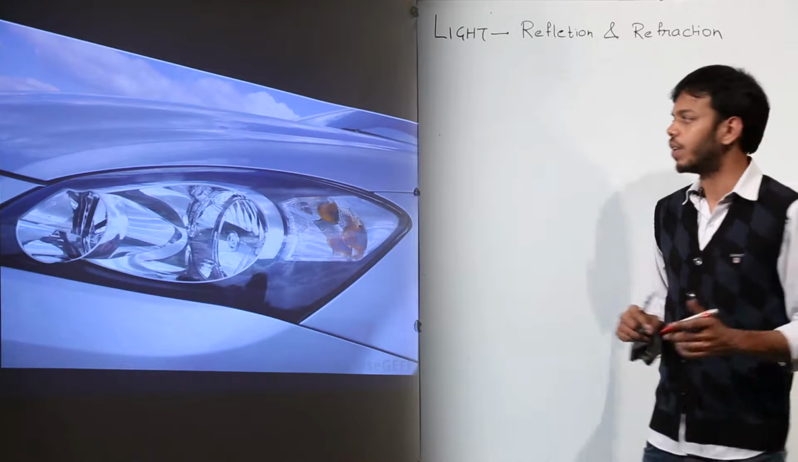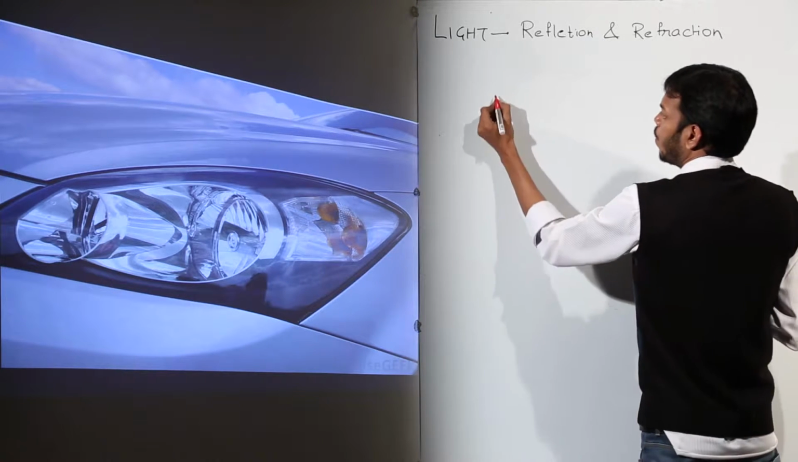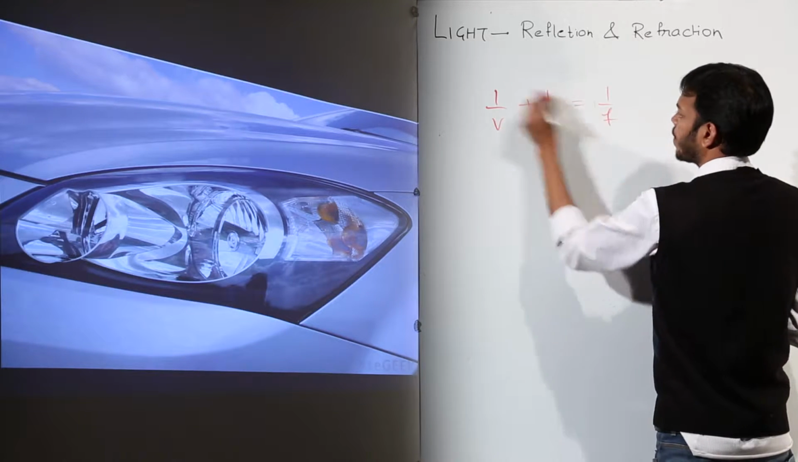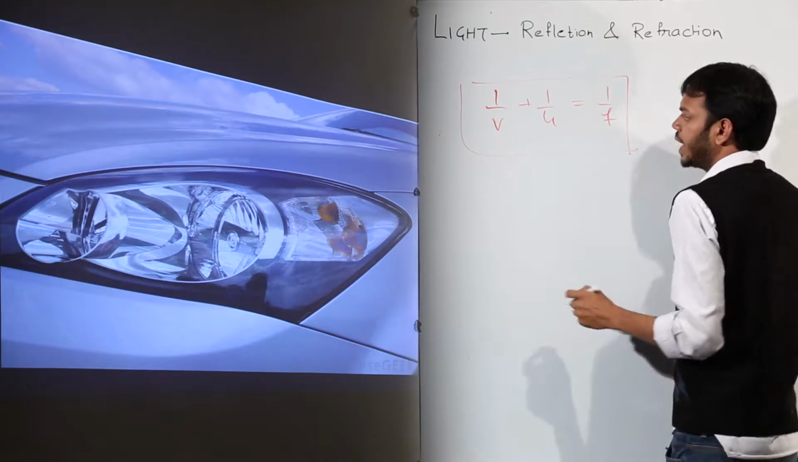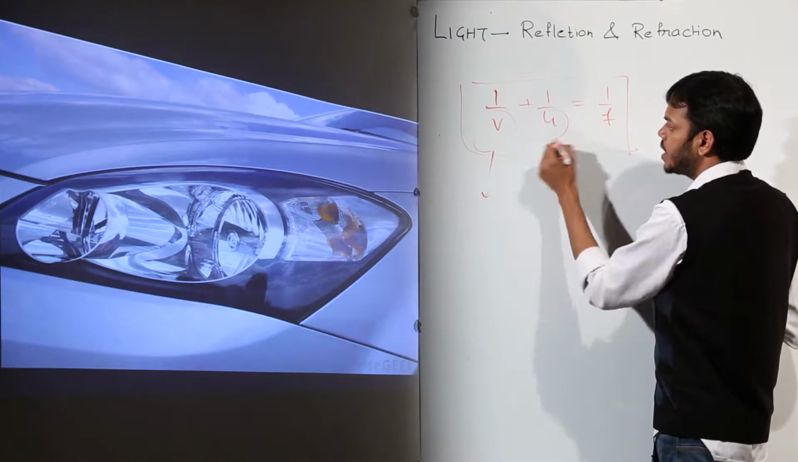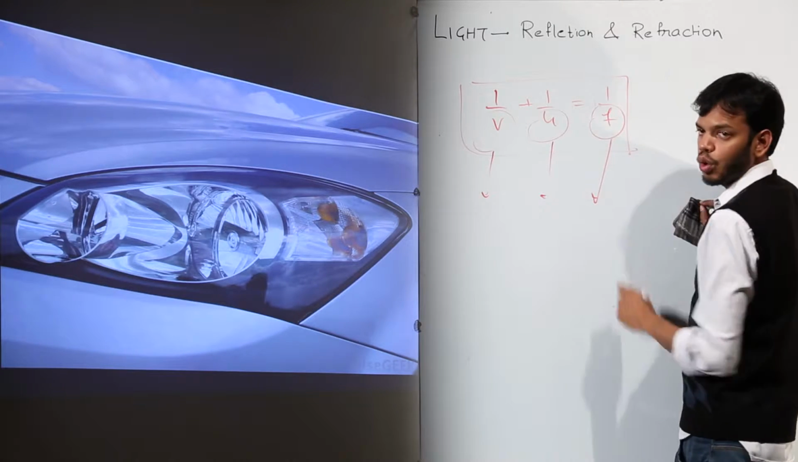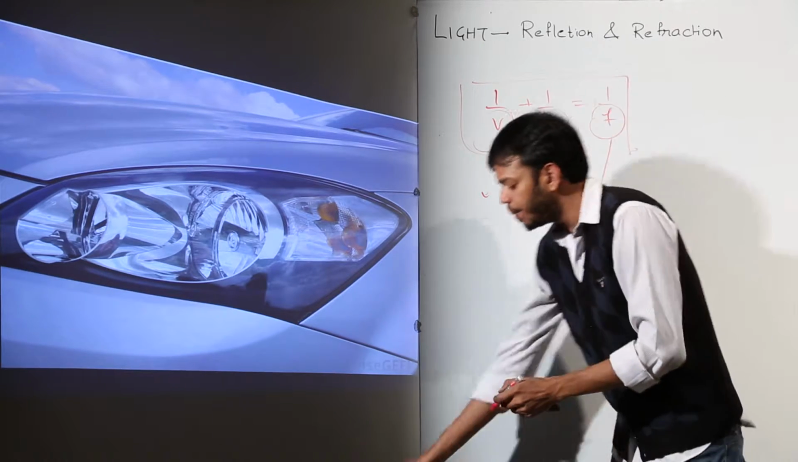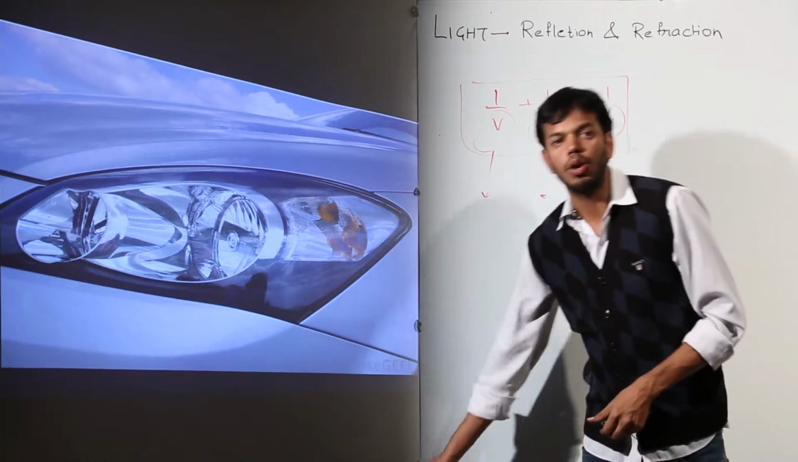We are going to use the mirror formula, which is 1/v + 1/u = 1/f. What is v, u and f? v is the image distance, u is the object distance, f is the focal length. But we are going to talk about them in detail. Before that, we have to study the sign conventions.